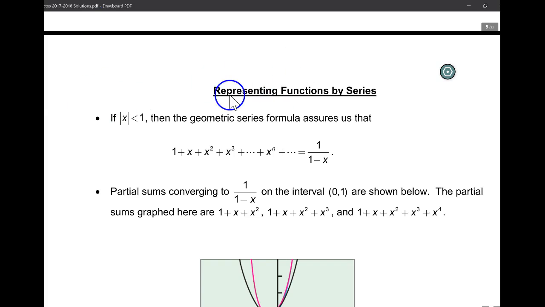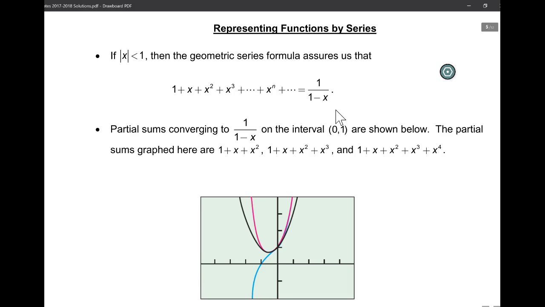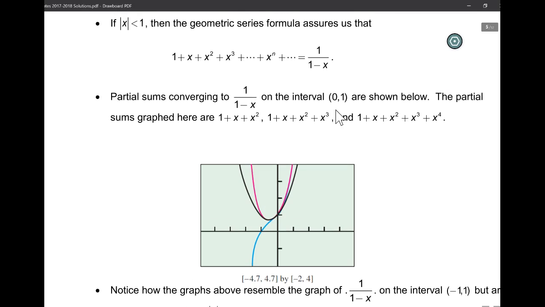So we just had a little bit of practice doing that, representing functions by series or series by functions. And so if we talked about if the absolute value is less than 1, then we're going to have the series 1 plus x squared plus x cubed all the way to x^n, and continuing is going to be equivalent to 1 over 1 minus x. So here, basically what that means geometrically is what we're saying is this geometric series is represented by this function.